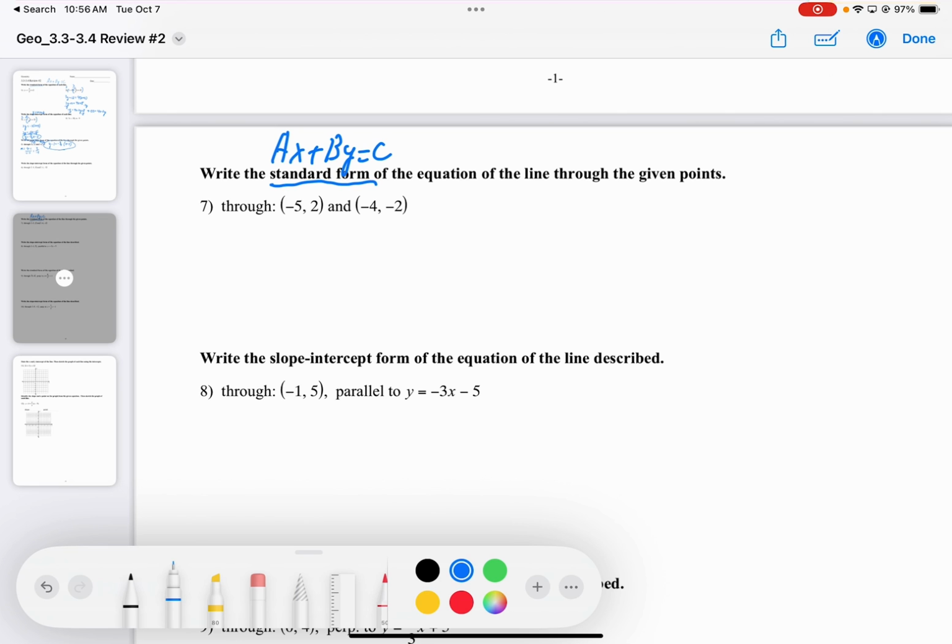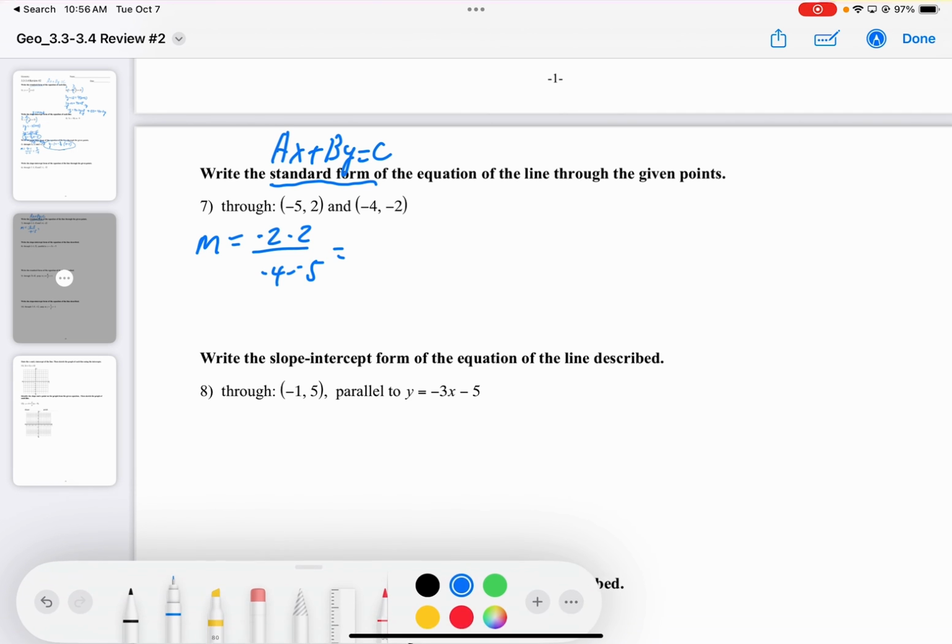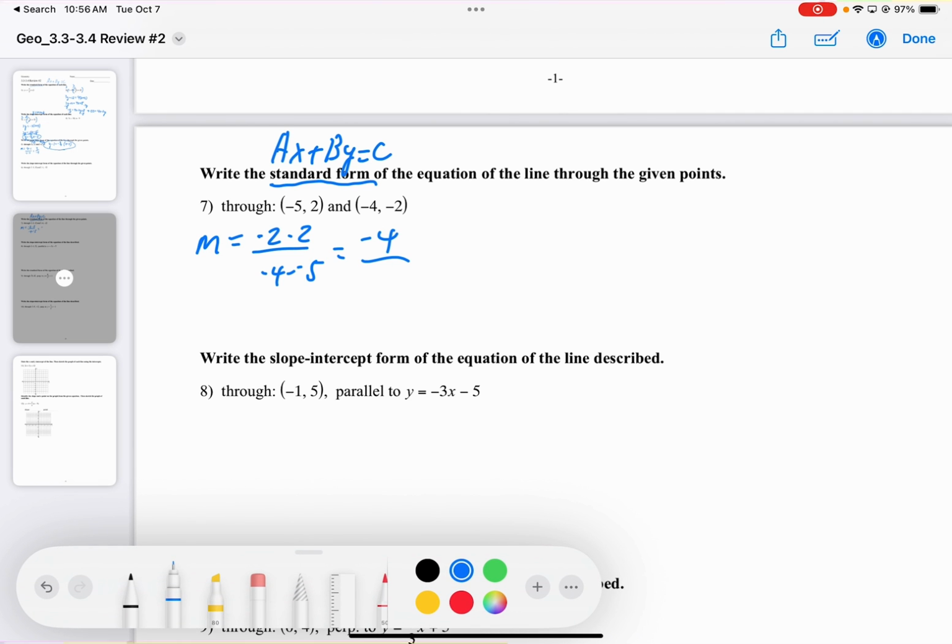What do I need to start by doing? Same as last time, so let's find our slope. y2 is -2 minus y1, so -2 minus 2, over x2, -4 minus x1, so -4 minus -5, which is 1. So my slope is going to be -4.